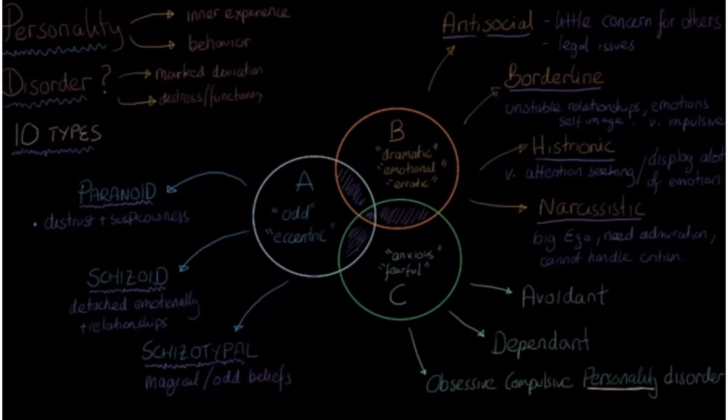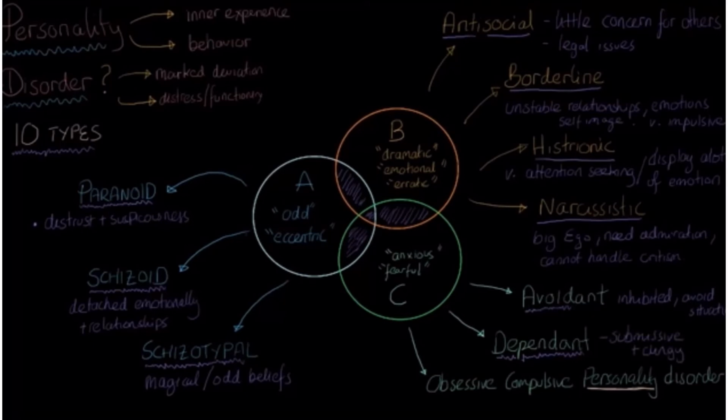Let's start with avoidant. The main issue with people who are avoidant is that they're very inhibited and they feel inadequate, and generally they try to avoid putting themselves in a situation where they can be criticized, okay? Secondly, we have dependent. People who are dependent are very submissive. They can be very clingy. They need the help of others all the time.